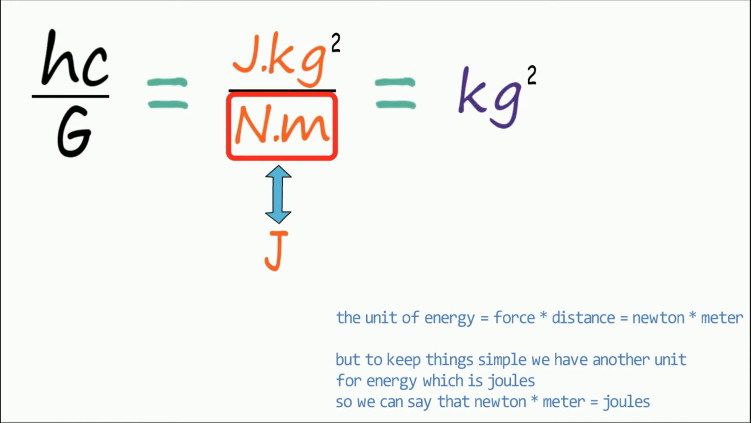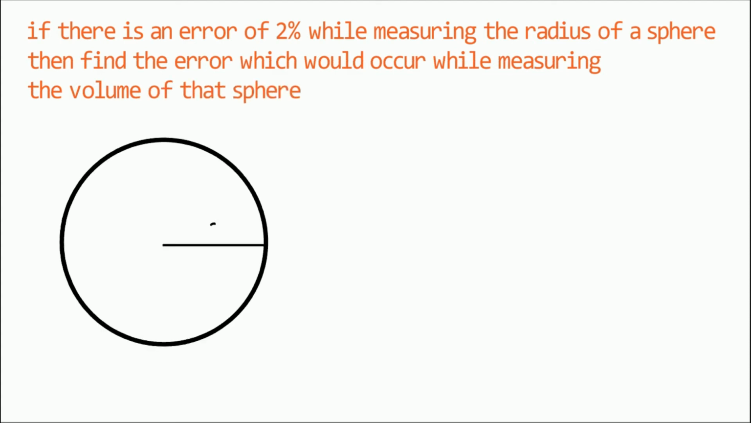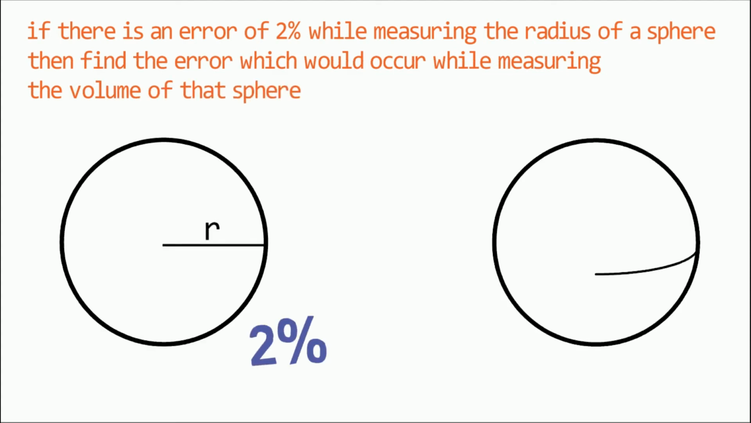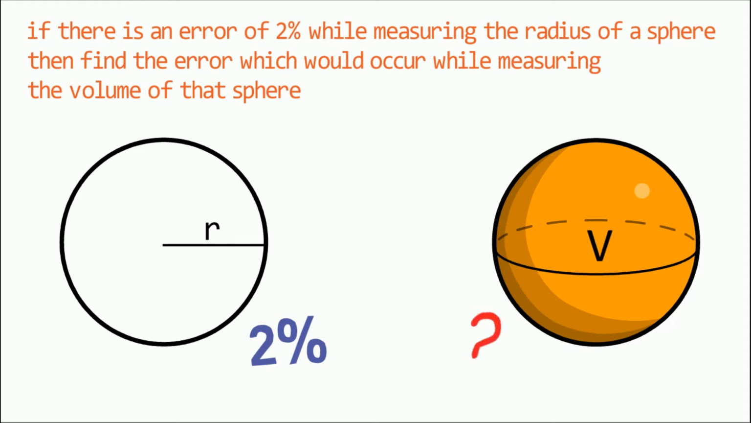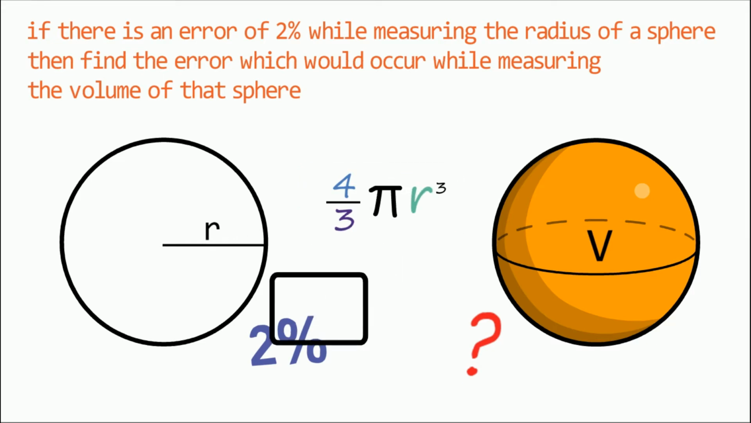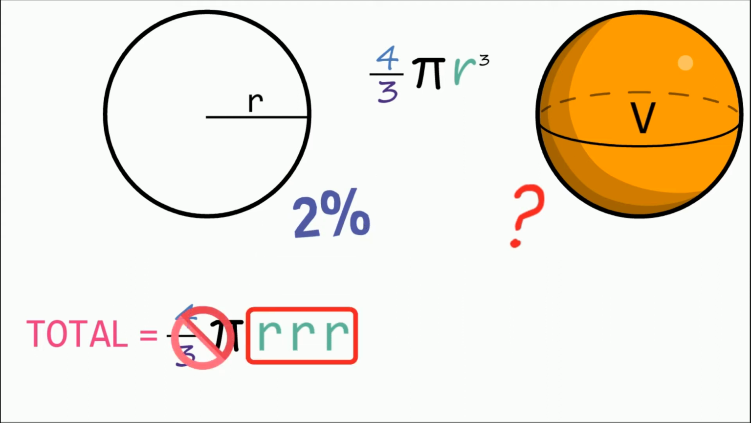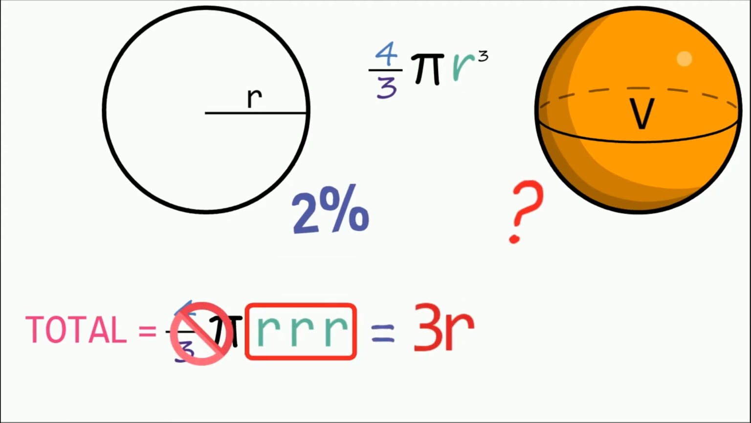Moving on to the next question. If there is an error of 2% while measuring the radius of a sphere, then find the error which would occur while measuring the volume of that sphere. The formula for volume of a sphere is 4 by 3 pi r cube. If the radius can be deviated by 2%, then the total error in the volume of the sphere depends upon the number of times we use the radius in the equation. In this case, we use the radius 3 times, and hence the total error is 6%.